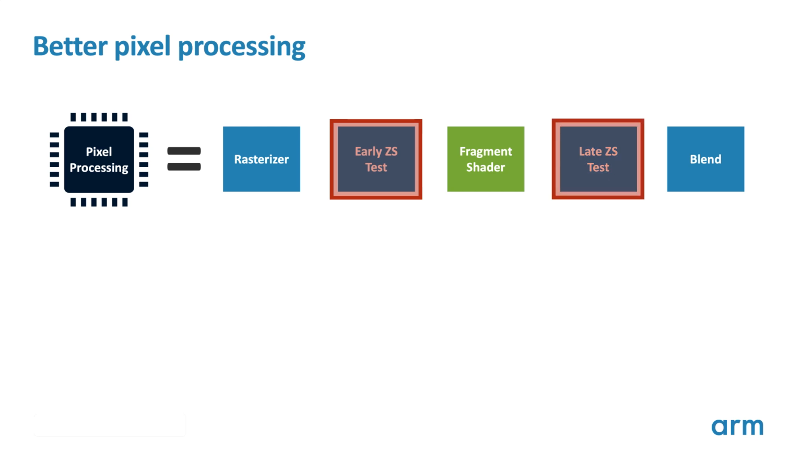Late ZS happens after we have completed all of the shading. As with the geometry pipeline, we want to pull this as early as possible, so we do not spend cycles shading things that are ultimately discarded.